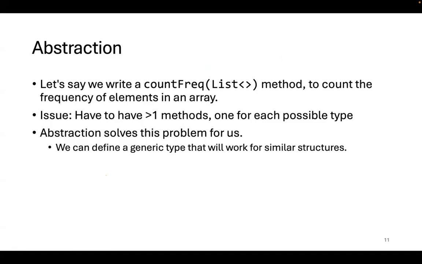Abstraction will solve this problem for us. Abstraction lets us work with things generically. We can define a generic type that will allow us to rise above that and use more general methods instead of specifying, this is a method to count the frequency of strings in a list. This is a method for us to count the frequency of integers in a list, and so on. So we don't need to do all of those. We can abstract and think generically.